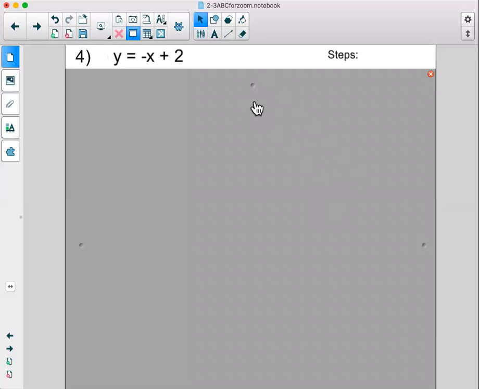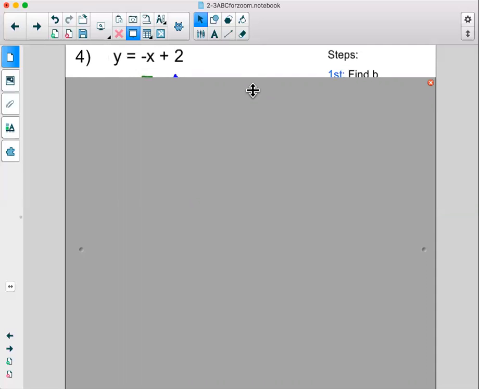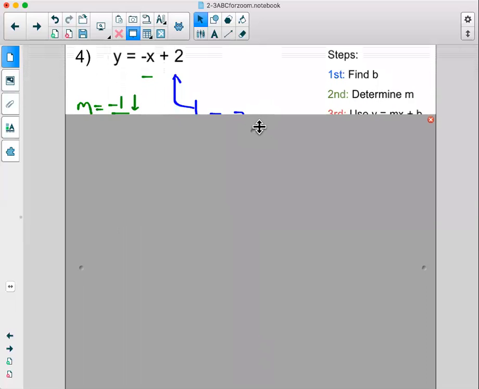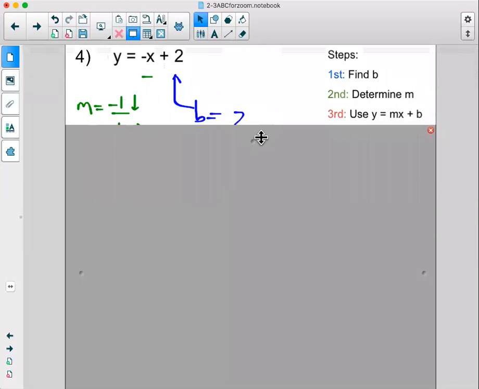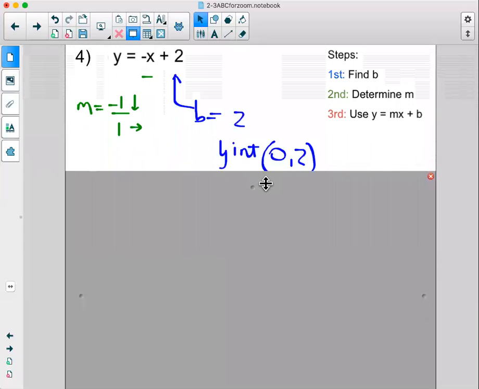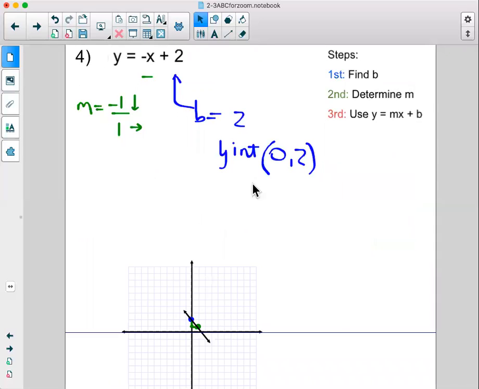Fourth practice problem: pause, do it on your own paper, and then press play for the solutions. y is already alone, so we can go right to finding b. b is 2, so our y-intercept is (0, 2). The slope is negative 1, or negative 1 over positive 1, so down 1 to the right 1. So we can plot our y-intercept, (0, 2), and then go down 1 over 1 to get our second point. And we connect those dots for the sketch of the graph.